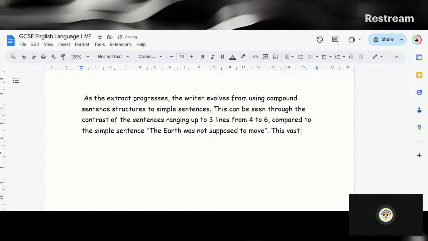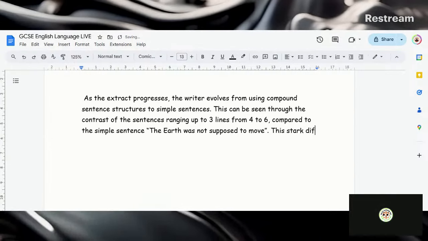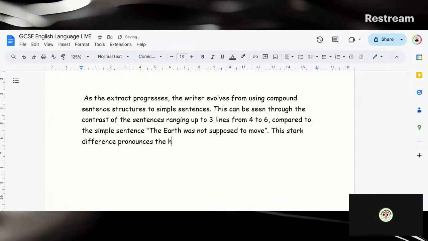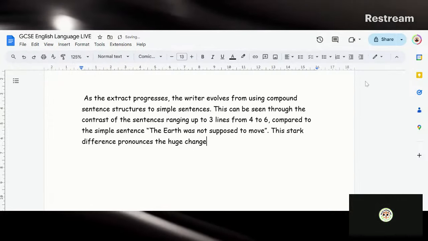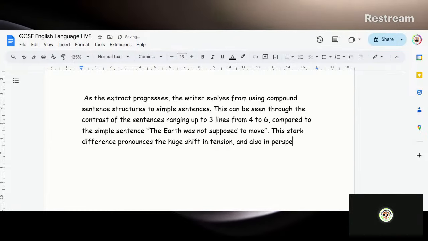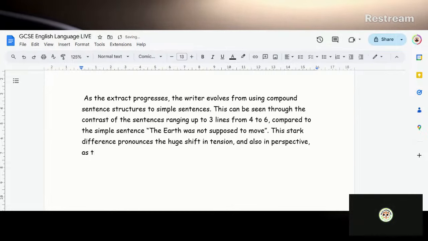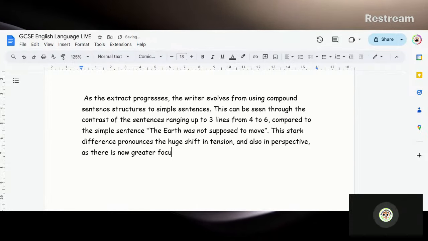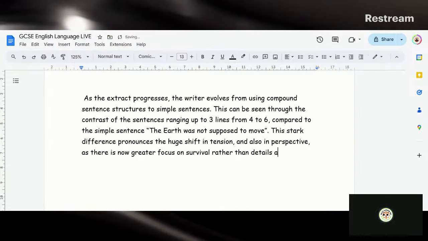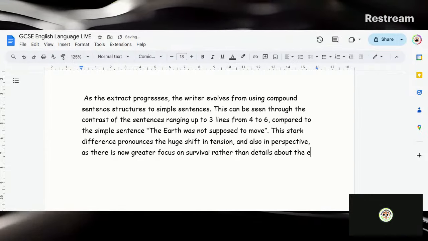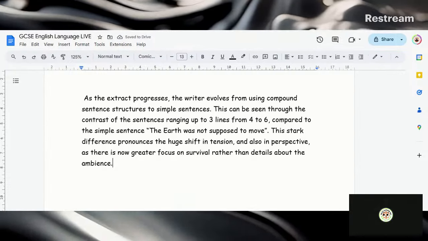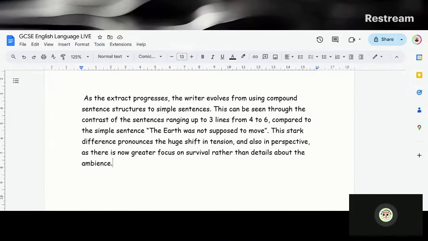This stark difference pronounces the huge change or the huge shift in tension and also in perspective, as there is now greater focus on survival rather than details about the atmosphere and the ambience.